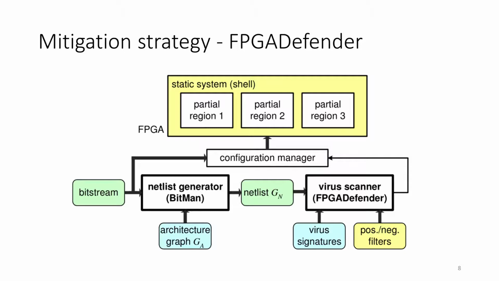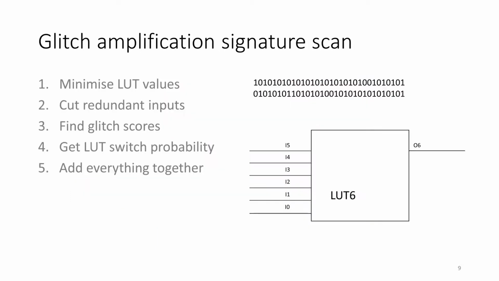The scans are done at bitstream level to ensure that nothing malicious is inserted into the design before, during, or after the bitstream generation by any party. Now we're going to see how the glitch amplification signature scan works by stepping through the process used in the scan. On the slide we can see an example netlist which has a simple 6-input lookup table with the configuration value above it. First, we have to minimize the lookup table value using a tool called Espresso.